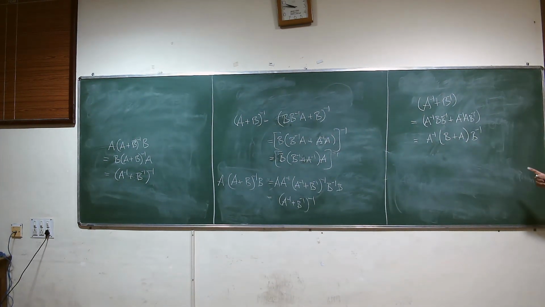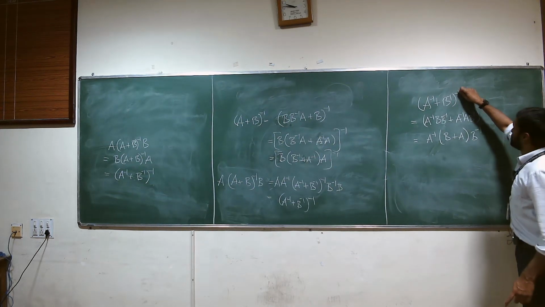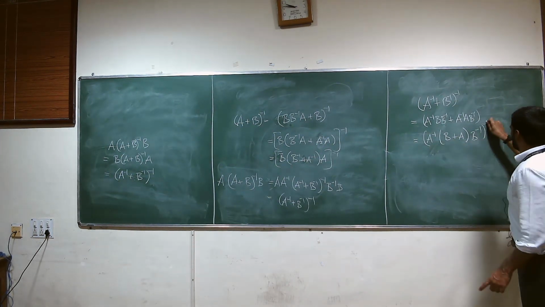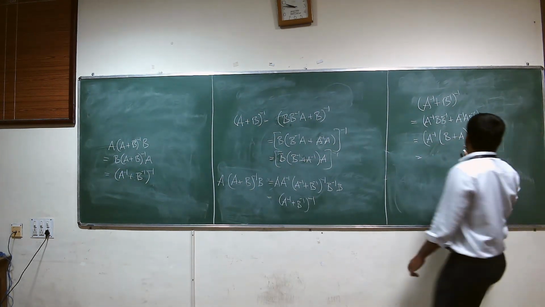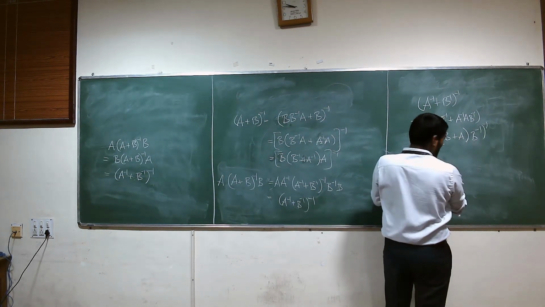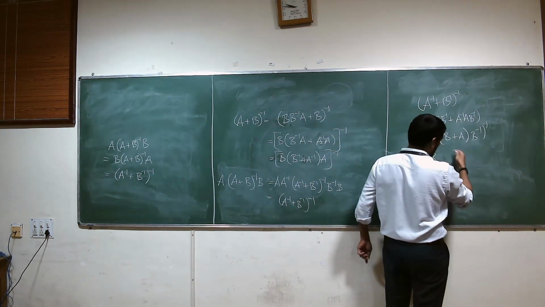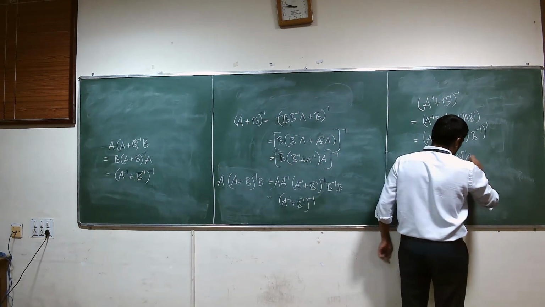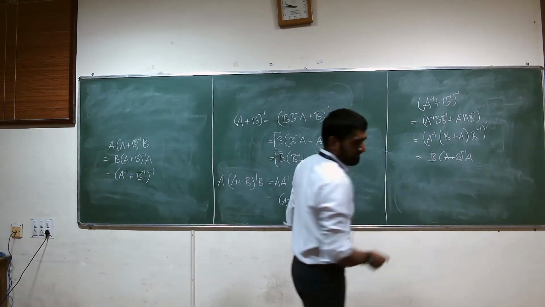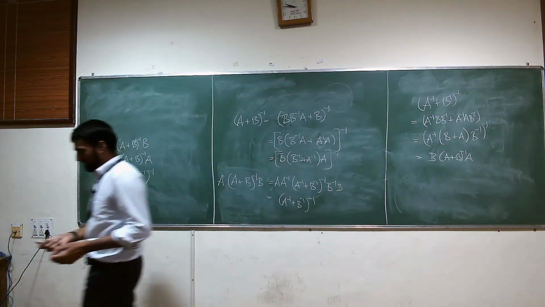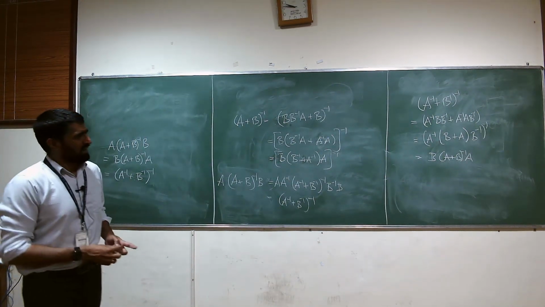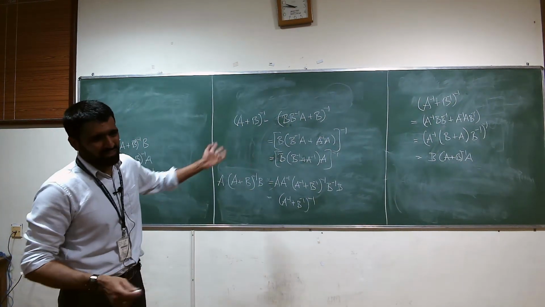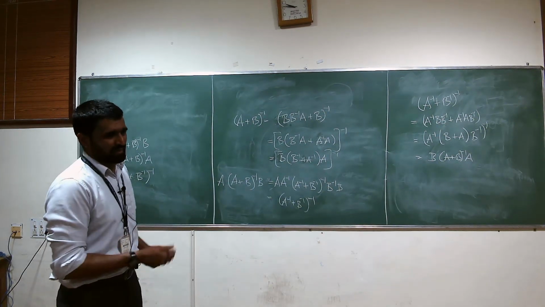Is that okay? If I take the whole inverse of this, then b will come to this side. B inverse of inverse, that's b. A plus b inverse. That's all. These are just a few tricks that you need to learn to be able to manipulate this.